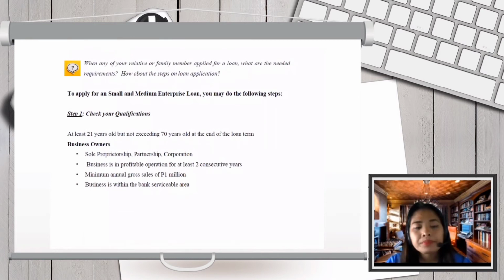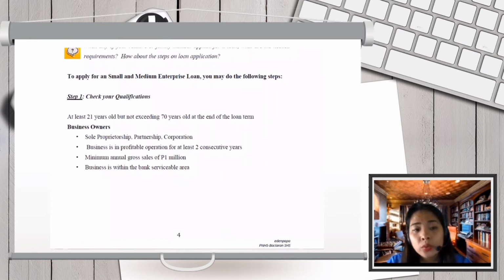So, dapat the business owner is at least 21 years old but not exceeding 70 years old. Pag 70 kasi medyo may mga sakit-sakit na yan. Biglang mamatay, di makabayad, lugi, right? At the end of the loan term.